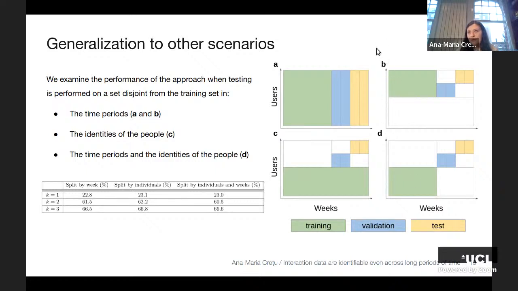And we wanted to see if the performance of the model changes when we switch between scenarios. So we devised a controlled evaluation setup, B, C, and D. In B, the time periods are disjoint, but the user sets are the same. I mean, the test users are seen during training. In C, the time period of test is the same as the time period of train, but the users are different. And then in D, both the time periods and the user sets are disjoint.